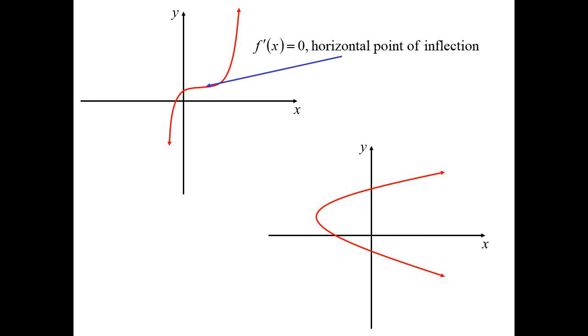A sideways parabola. The derivative would be undefined at that point because the tangent, if you were to draw it, would be vertical. And so the slope's infinite or undefined.